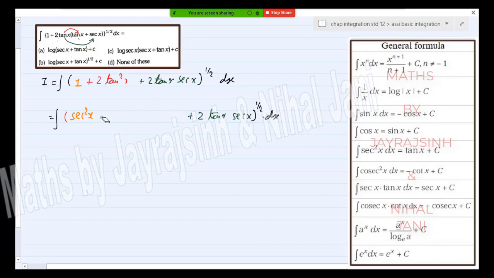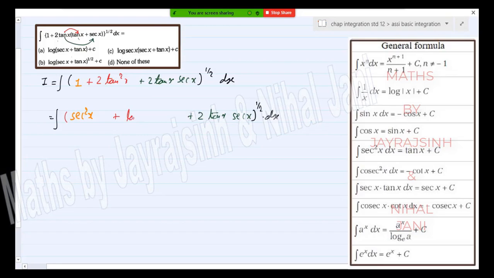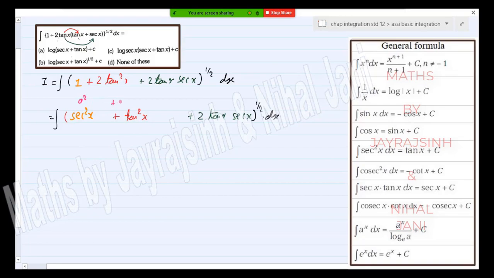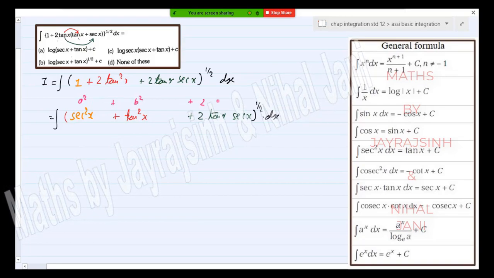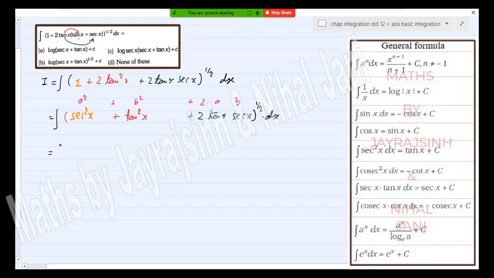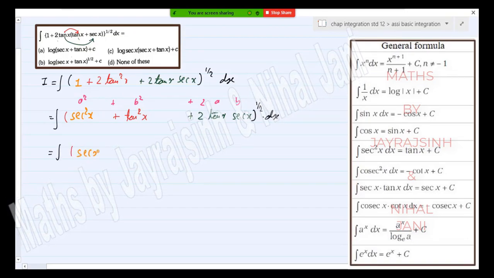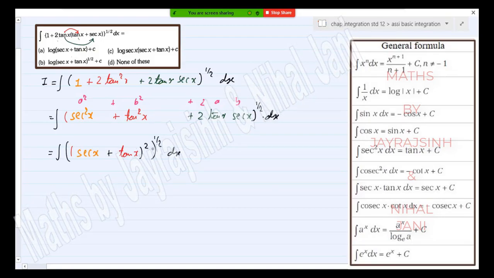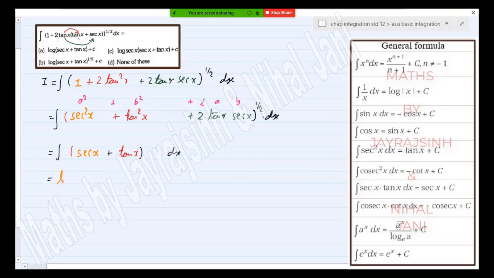In further simplification, we can say minus tan square x plus 2 tan square x will become plus tan square x. So here we get a square plus b square plus 2ab form. So here we get sec x plus tan x, whole raised to 1 by 2 dx with each other.